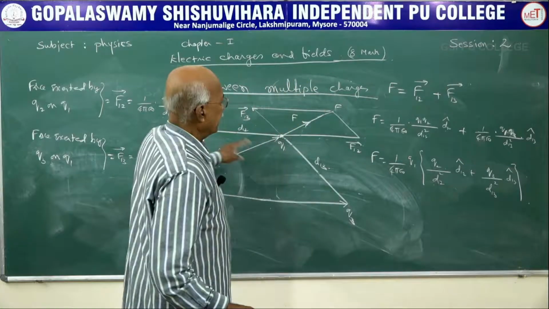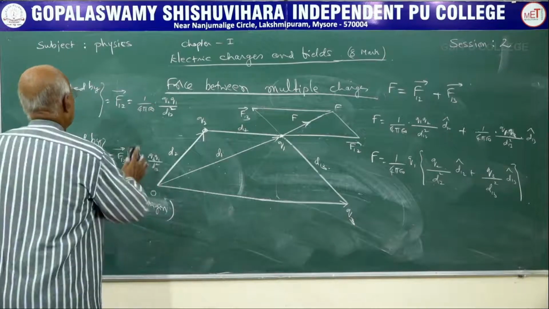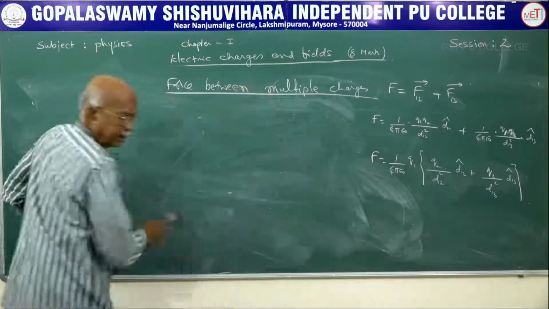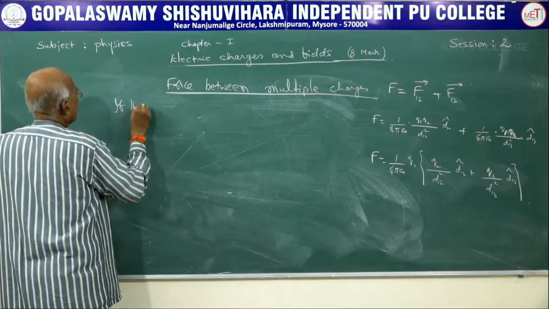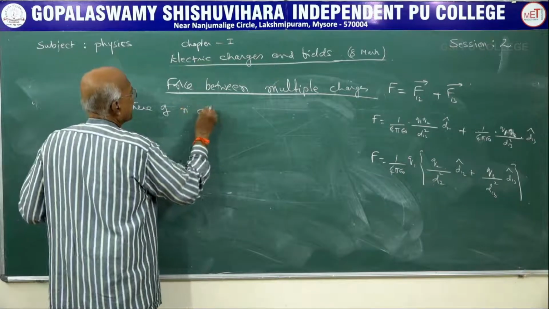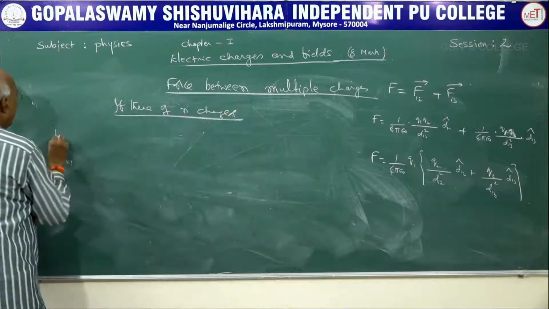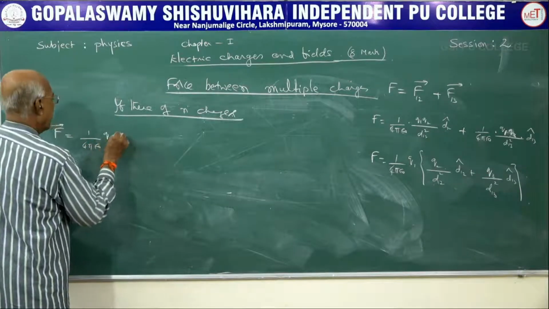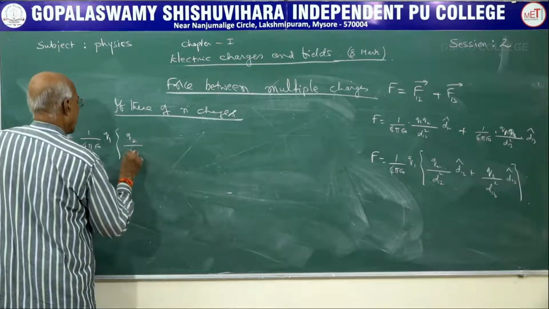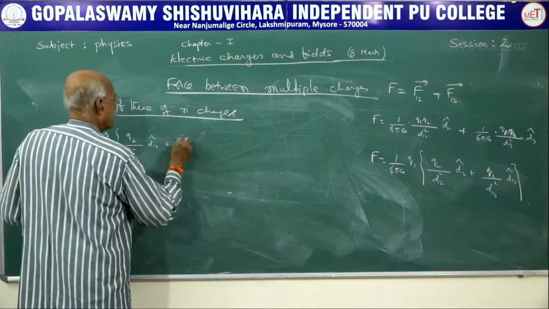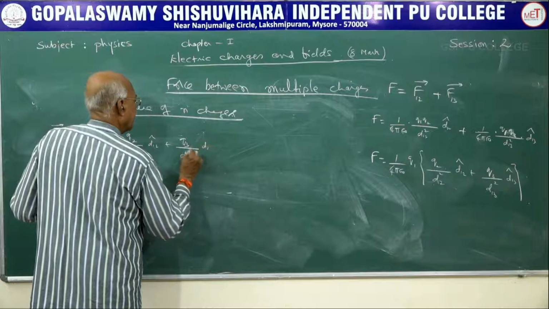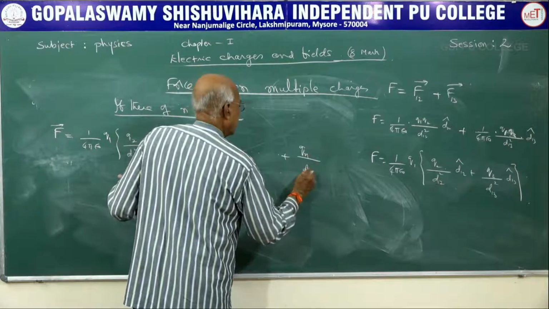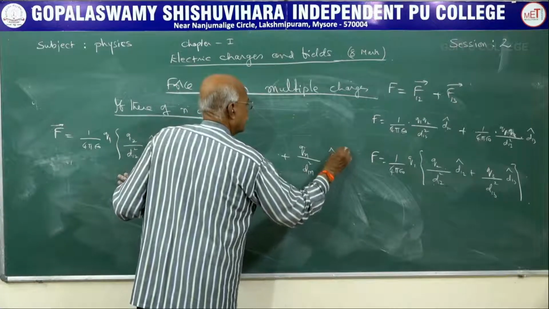If the system has got n charges, if the system has got more number of charges, then the resultant, on simplification, can be written as F equal to 1 over 4 pi epsilon naught into Q1, in the bracket Q2 divided by D12 squared, D12 cap, plus Q3 divided by D13 squared, D13 cap, plus dot dot dot, plus Qn divided by D1n squared, D1n cap. So this you are going to write.